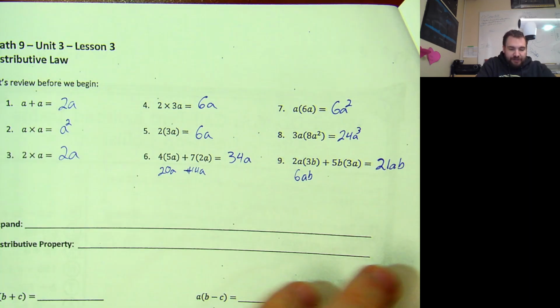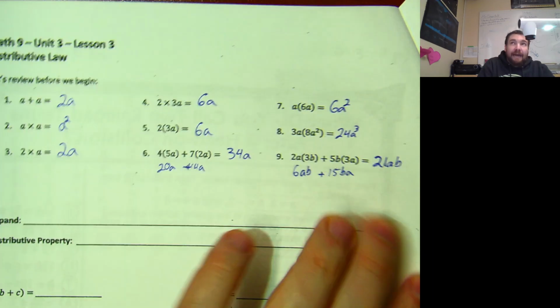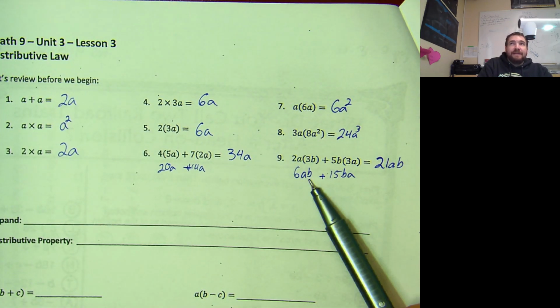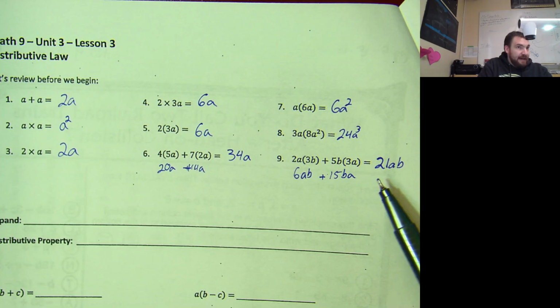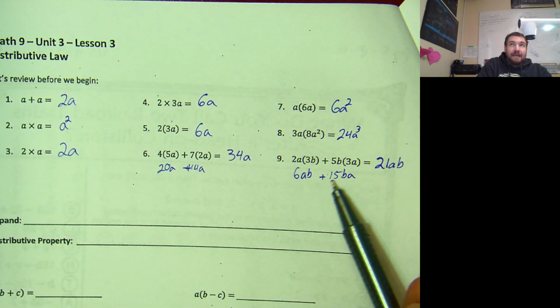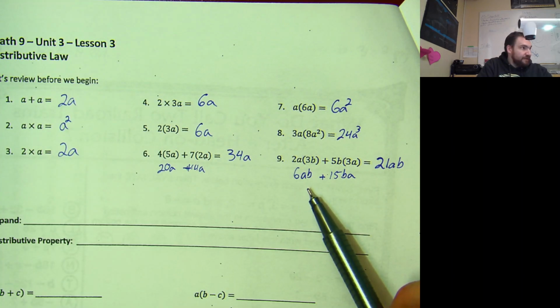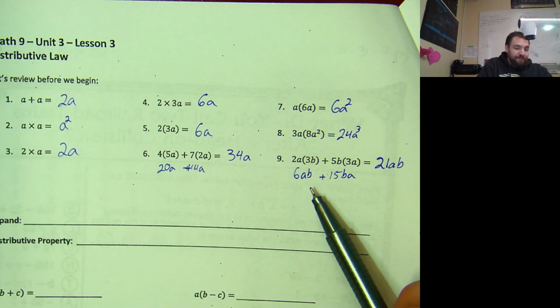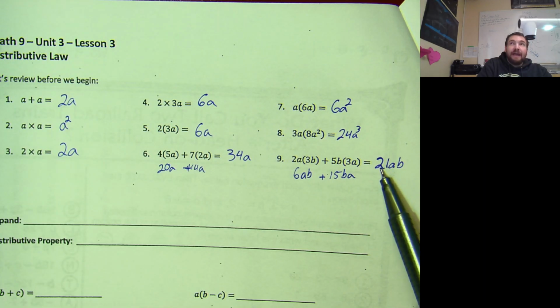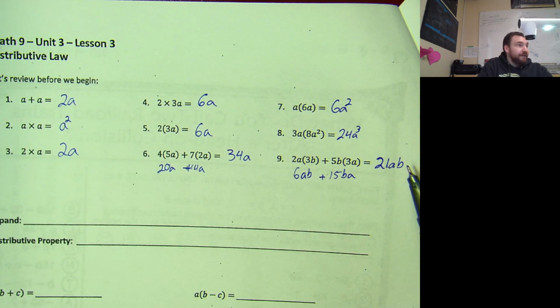Same thing here. This one's going to give me 15ba. Well, is AB the same as BA? Yeah. So I can group these. And when I group things with the same variables and same exponents, what do I do with their coefficients? I add them. So 6 plus 15 is 21, and I'm left with AB. I just have to choose which one of these ways I'm going to write it, either AB or BA. Doesn't matter.